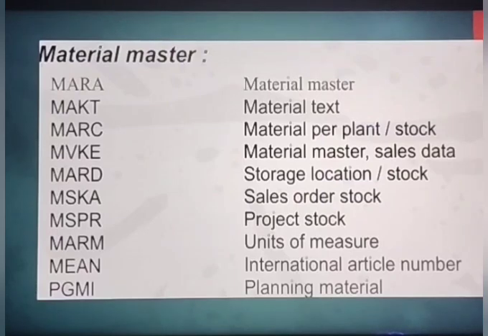This slide explains the material master tables, that is MARA, MAKT, that is material text, MARC, material per plant, MVKE gives the sales data of a material, MARD storage location, MSKA sales order stock, and if you want to see the project stock it is MSPR, unit of measure is MARM, international article number gives you MEAN, and again if you want to see the materials being planned for production, that is PGMI.